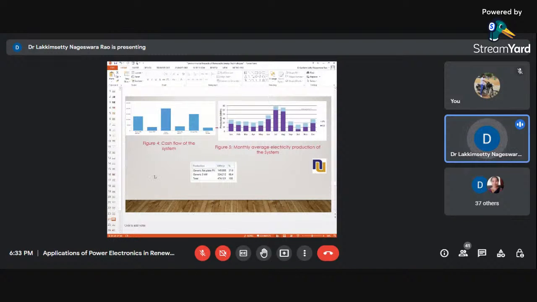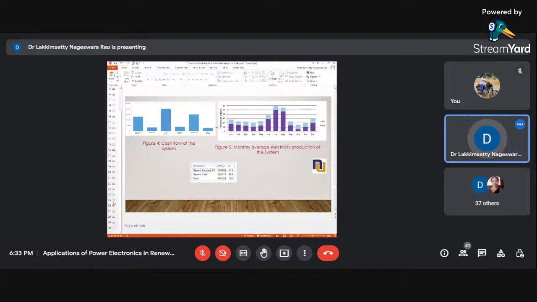If you look at the cash flow of the system, you can see how the cost varies from one position to another, and the monthly variation has also been calculated. What is the monthly average electricity production for the system? We can see the generic flat rates having 31.6%, and the rest, with respect to the 3 kilowatts, is 68.4%. Together, it is 100%. This is one of the case studies we were able to concentrate on.